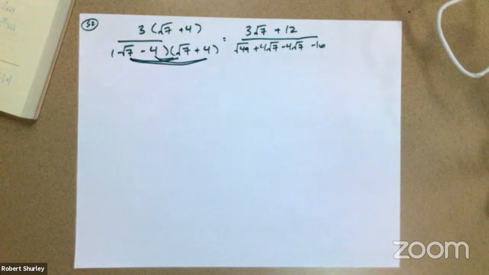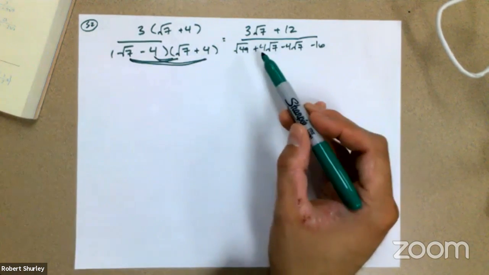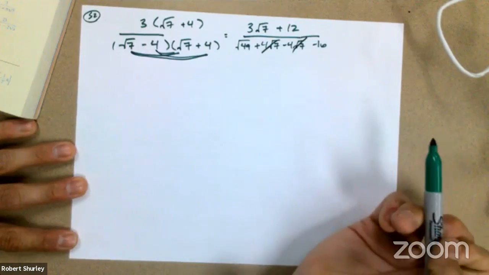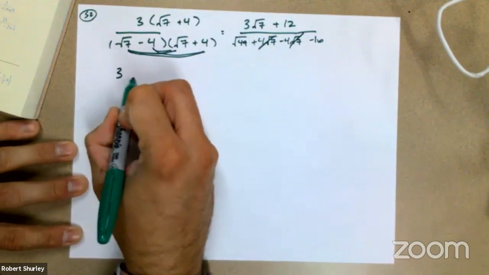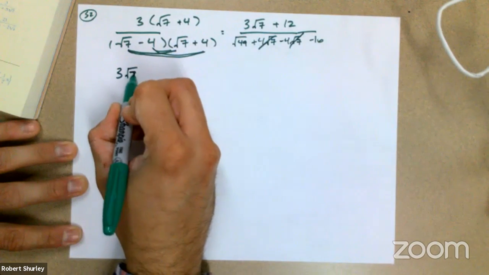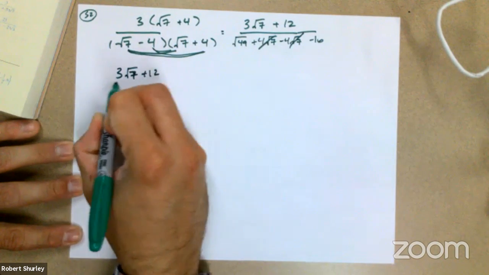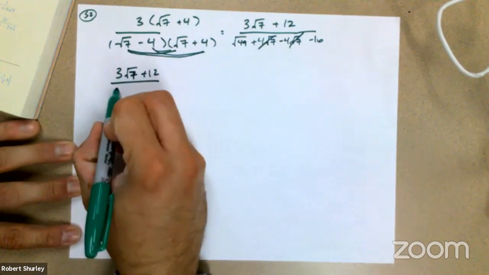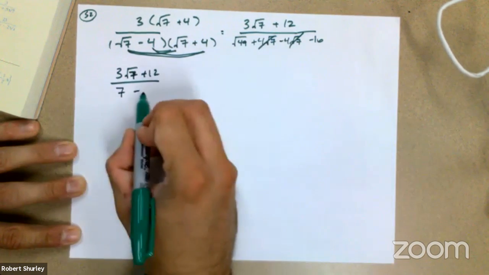So we wind up with this, which looks crazy, but actually, all the radicals are going to go away in a way. Two of them, these middle two, are opposites, right? 4 square root of 7 minus 4 square root of 7. They go away. They cancel. So on the top, we're left with 3 square root of 7 plus 12. But on the bottom, the square root of 49 is just 7, right? Minus 16.